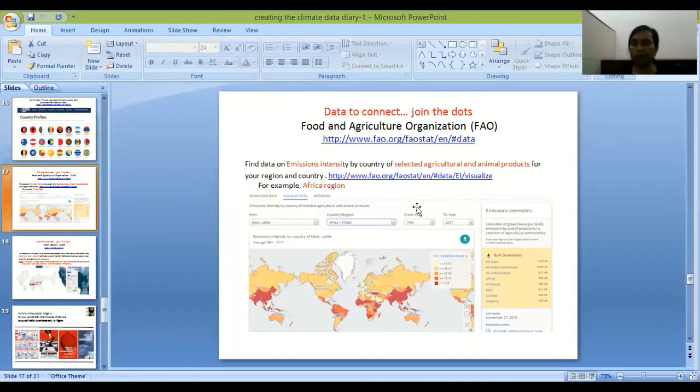So when you connect dots between climate change and other issues, you cannot afford to miss FAO and the data that they have provided you with. As the name suggests, Food and Agriculture Organization. It definitely has numbers on agriculture, food security, and other aspects, but it also has data on emissions intensity by country of various agricultural and animal products, again, for the continent and for the country as well. This is again a screenshot for Africa, but you can see this for your own region as well.